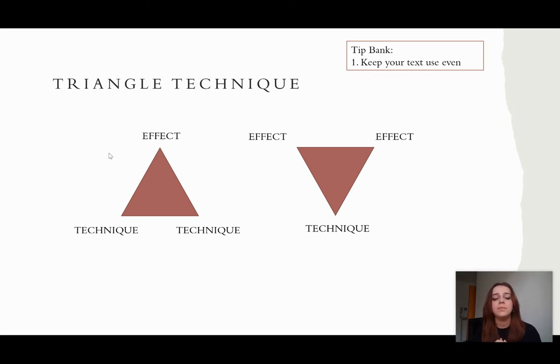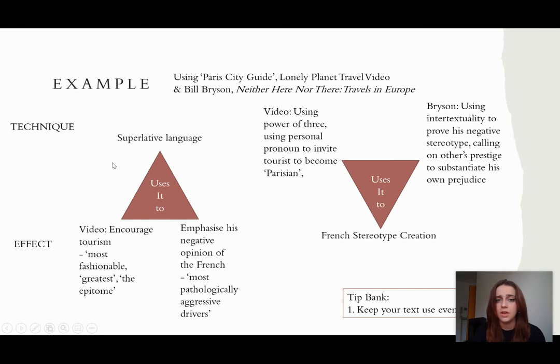Let me make up an example. I'm going to be using the Paris City Guide and Bill Bryson's narrative. So, both texts use superlative language but with different effects. The travel video uses them to emboss Paris with a set of positive characteristics to encourage tourism, such as most fashionable, the greatest gallery, epitome of romance, whereas Bryson uses them to emphasise the recklessness of the French stereotype he has cultivated, and he calls them the most pathologically aggressive drivers.